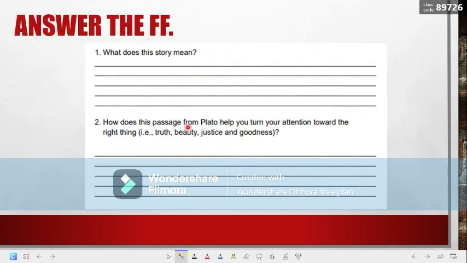Now I want you to answer the following questions in your philosophy activity notebook. Number 1: What does this story mean? Number 2: How does this passage from Plato help you turn your attention toward the right things, for example, truth, beauty, justice, and goodness?